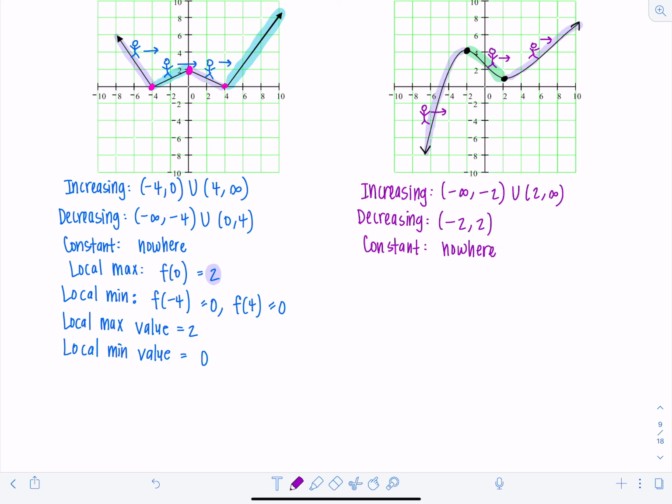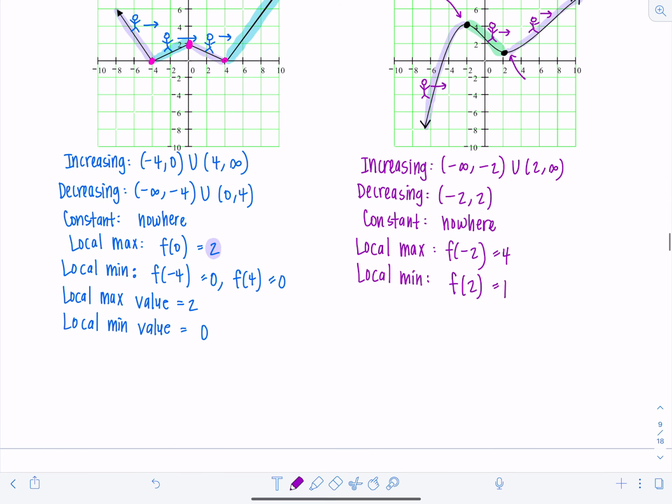Okay, what about local max? Do we have one? Yes, I see it right there. So f of -2 is 4. What about a local min? I see it right here. F of 2 is 1. And then I'll just finish off the problem the same as the other one. So local max value is 4 and local min value is 1. And that's it.